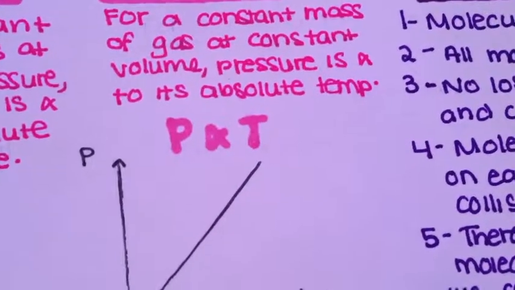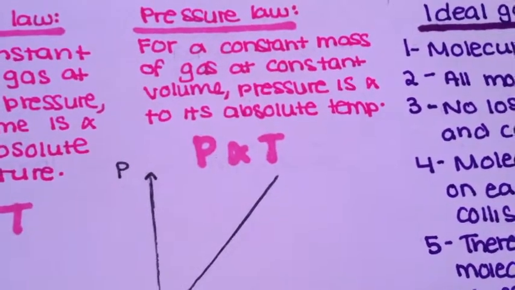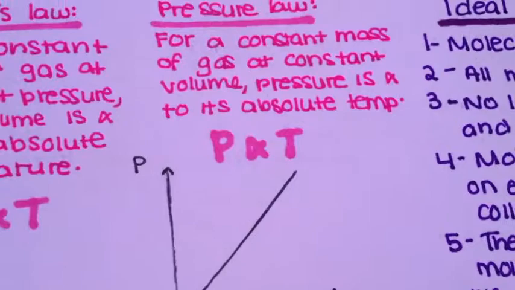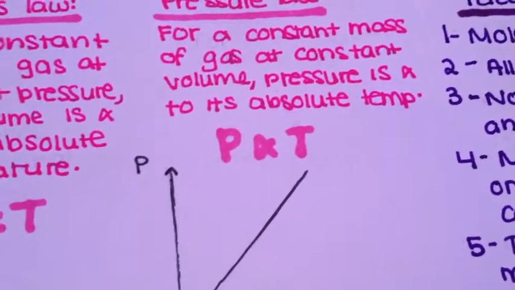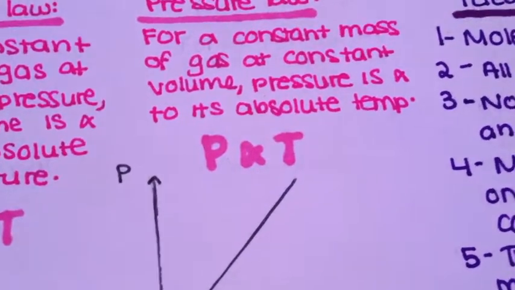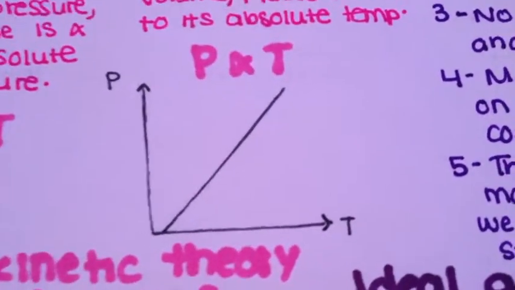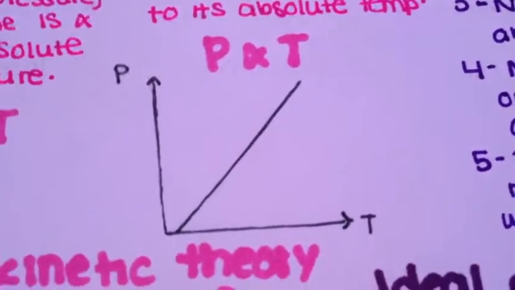Another law, which is also known as the Gay-Lussac law, but is referred to more simply as the pressure law, states that for a constant mass of gas at a constant volume, pressure is proportional to its absolute temperature. So pressure is proportional to temperature. So the higher the pressure, the higher the temperature. And this can be put in a graph as shown here.